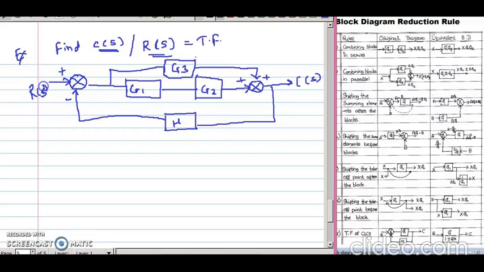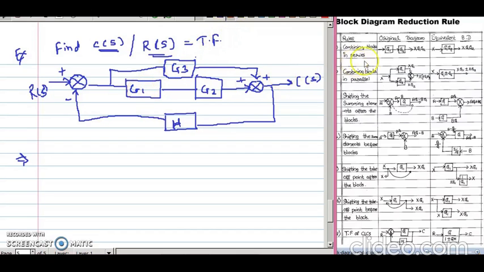Okay. See, in the diagram they are giving a total of 2 forward paths, that is G1, G2, and the second forward path is G3, right? And one feedback path, that is H. So in this example they want the transfer function of the given circuit. Let's start with the transfer function. I just want to change the color. Okay. So for the transfer function, see what to do.